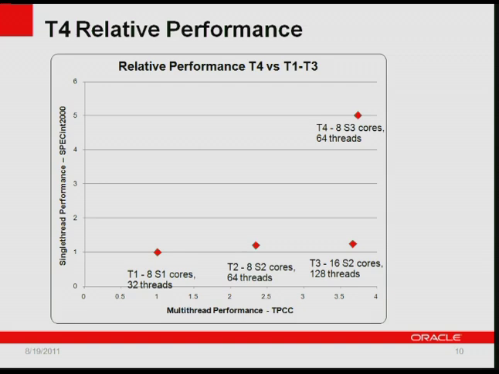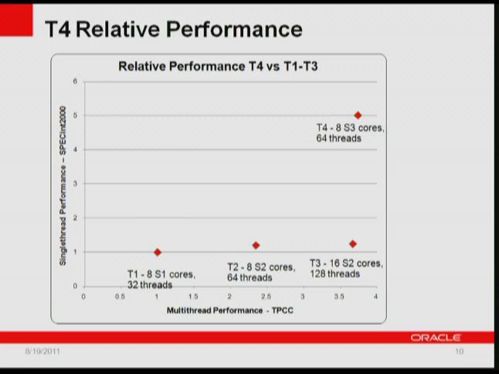This is a chart of the relative performance of T4 versus T1, T2, and T3. Kind of gives you a history of what led up to T4. T1 used the S1 or Niagara 1 core and had 32 threads. T2 and T3 used the Niagara 2 or S2 core. T2 had 64 threads. T3 had 128 threads. And T4 uses the new S3 core for a total of 64 threads.